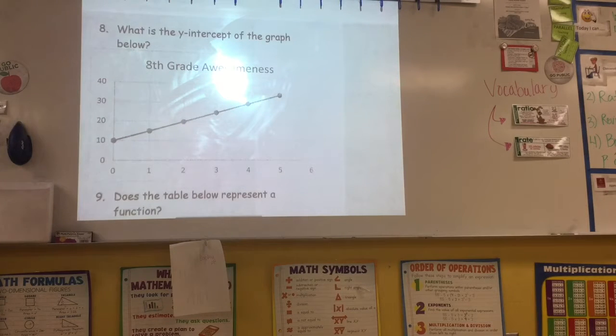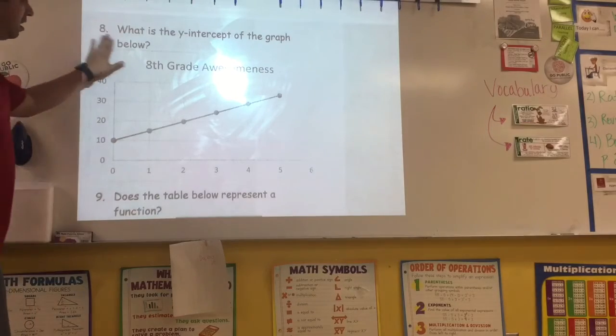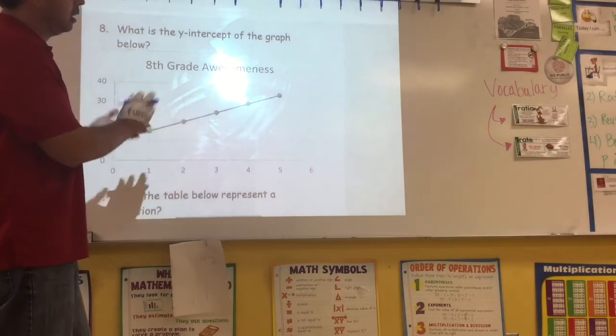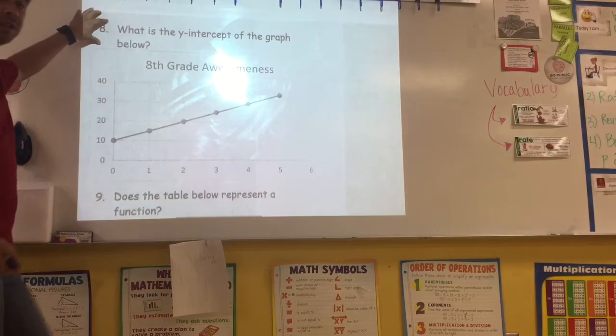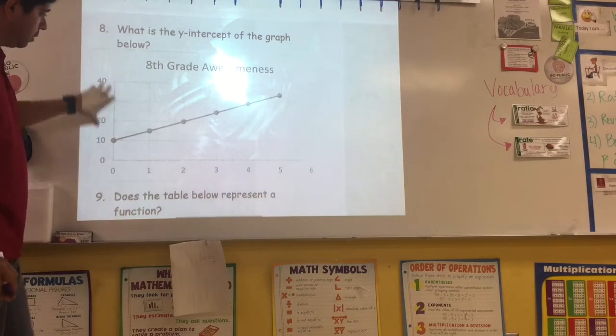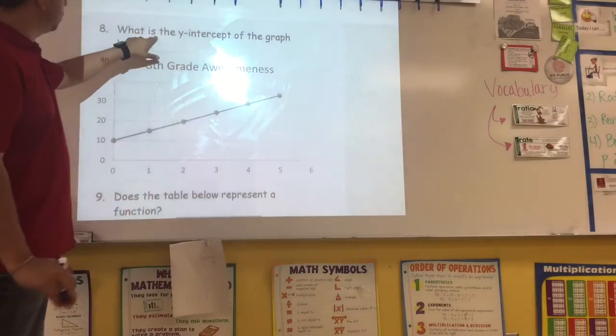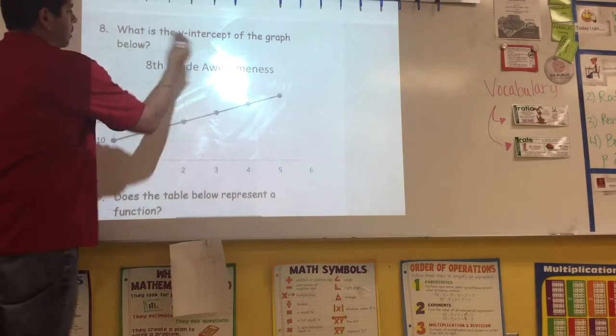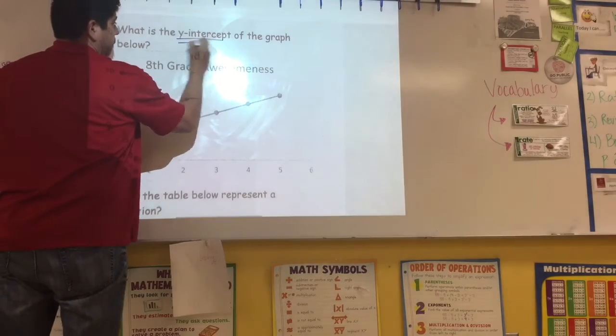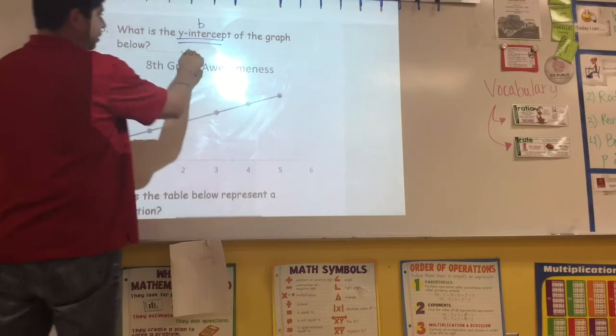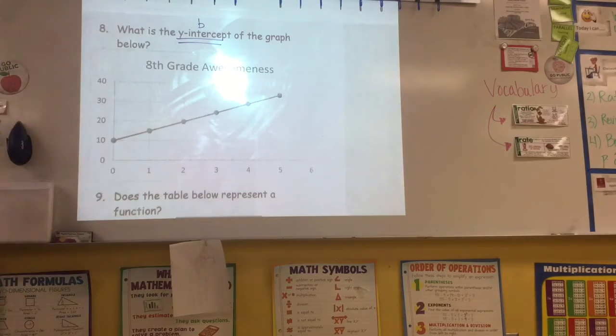All right, so number 8, okay? Number 8 is very simple, very easy. First of all, read the question, okay? Because what you might do is look at this graph and be like, oh, I need to find the slope and the y-intercept. Well, let's read the question. Make sure you read it. What is the y-intercept of the graph? So the only thing I'm looking for is the y-intercept, or the b, right?